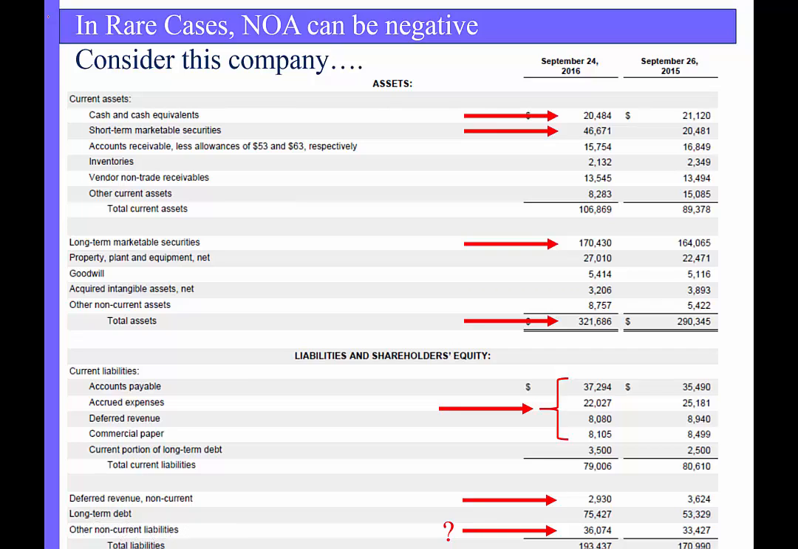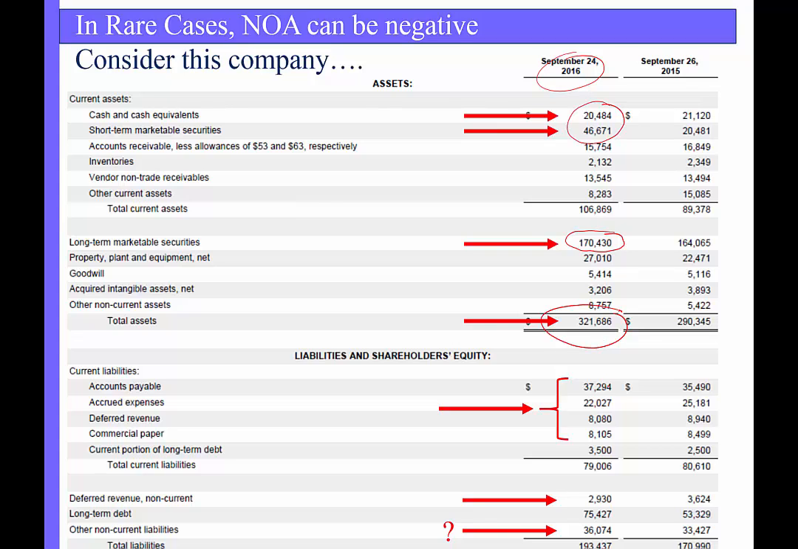Now, in rare cases, net operating assets can actually be negative. Take a look at this company I pulled up. This is 2016, and they have it in the opposite order this time. So 321, this also is in millions, so $321 billion total assets. But between the two here, we've got $67 billion of cash and cash equivalents, plus long-term marketable securities of another 170. So we're talking about a total of about 240 of this 320 being in cash or near cash, excess assets.